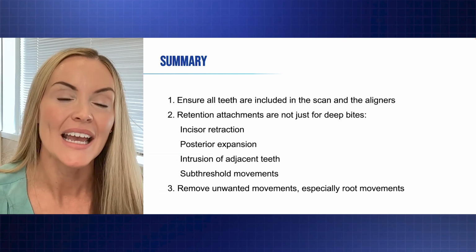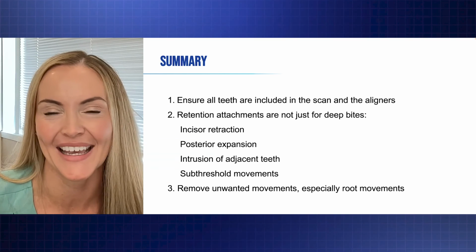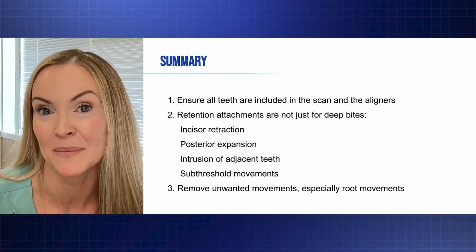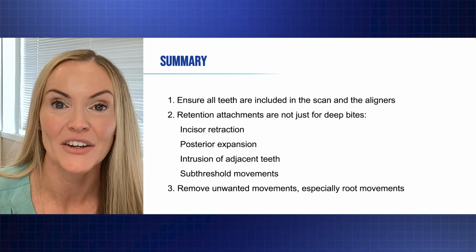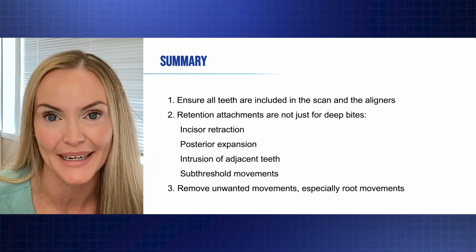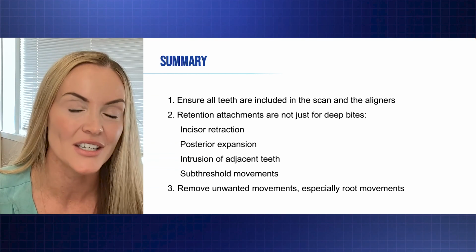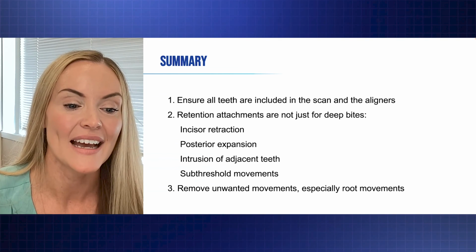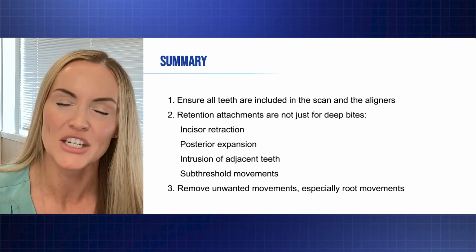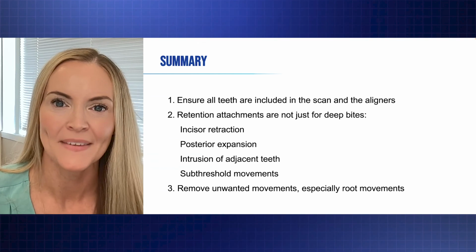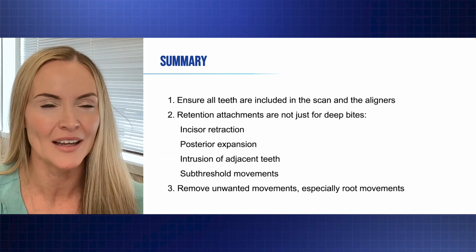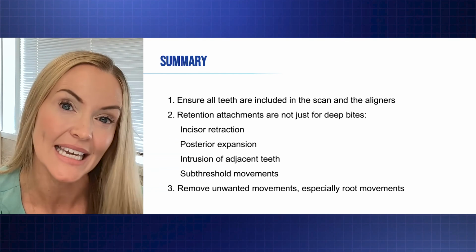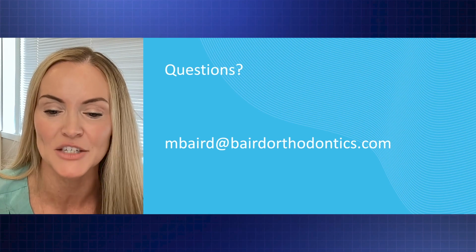So in summary, ensure that all the teeth are included when you're scanning. I know it sounds so simple, but we get so busy in our clinical day, we may not be double checking that. Make sure that you're using retention attachments. They're not just for deep bites. They are great for incisor retraction, posterior expansion, intrusion of adjacent teeth, and subthreshold movements. And then make sure that you're removing unwanted movements. If you are taking off an attachment, think about why that attachment was placed there. Is there some movement that you're not seeing that you need to take away as well as the attachment?